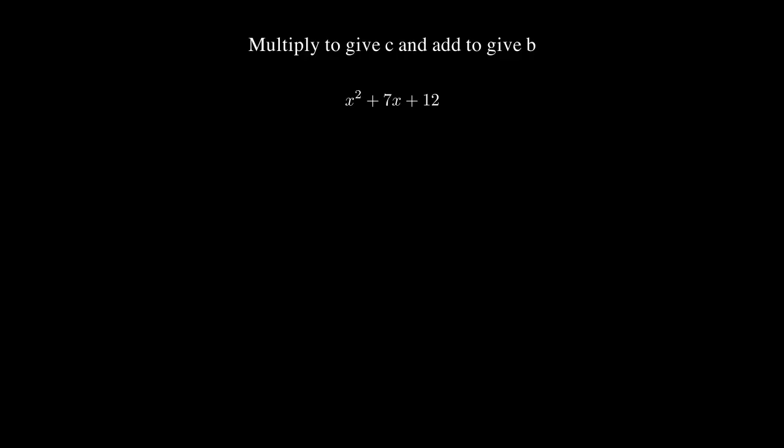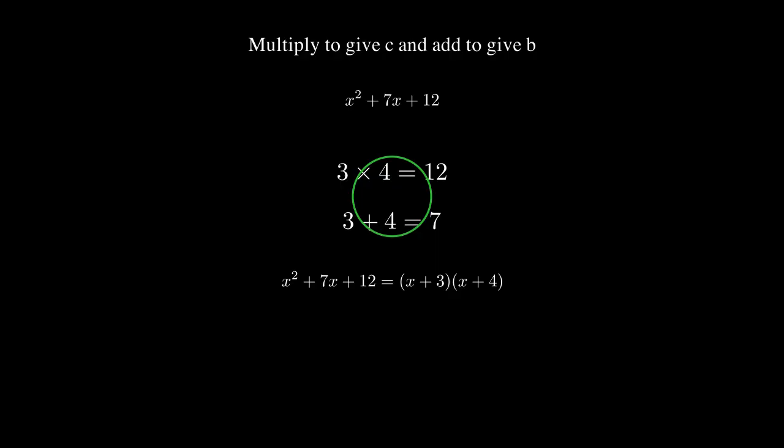Let's factor x² + 7x + 12. We need two numbers that multiply to 12 and add to 7. That's 3 and 4. 3 times 4 equals 12, and 3 plus 4 equals 7. So x² + 7x + 12 factors to (x + 3)(x + 4).